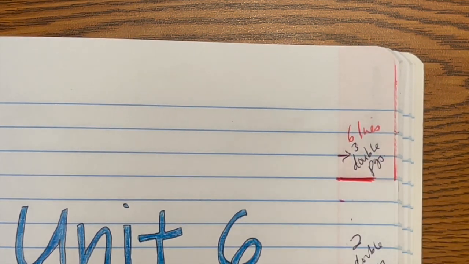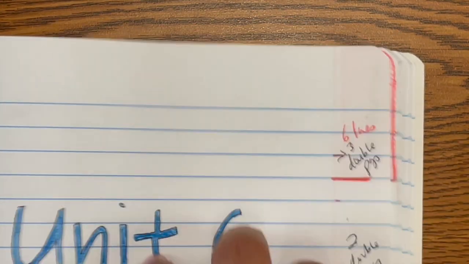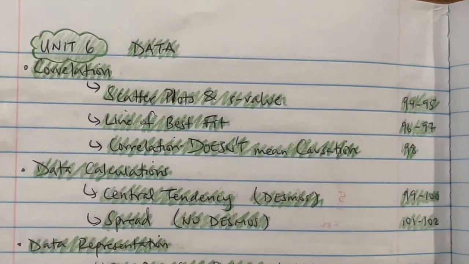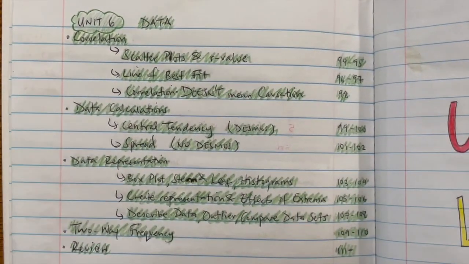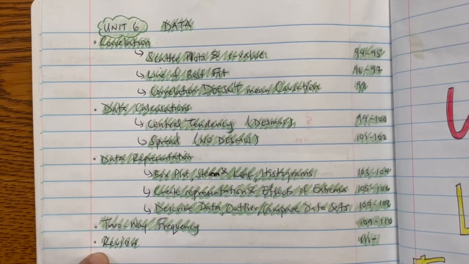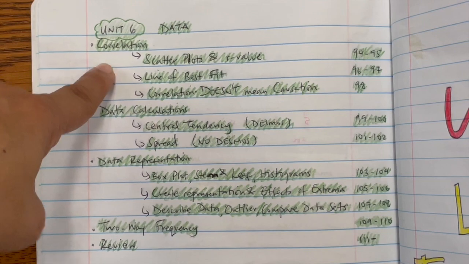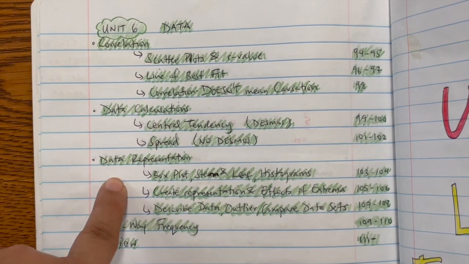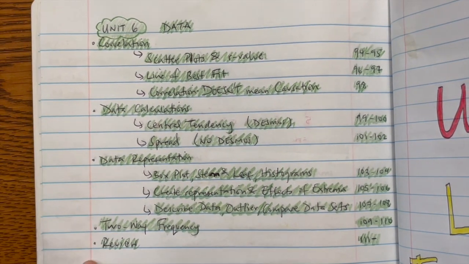What that means is, this is my cover page. I'm going to make my first tab. And as always, I'm going to go back to my table of contents. My tab is going to coincide with this. So I'm going to make 1, 2, 3, 4, 5 main tabs. The first one's going to be correlation, then data calculations, then data representations, then two-way frequencies, then the review.